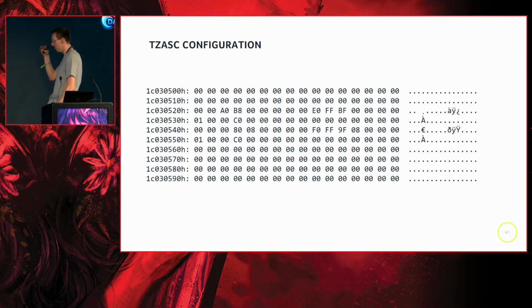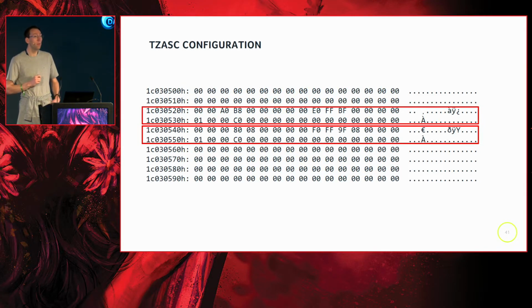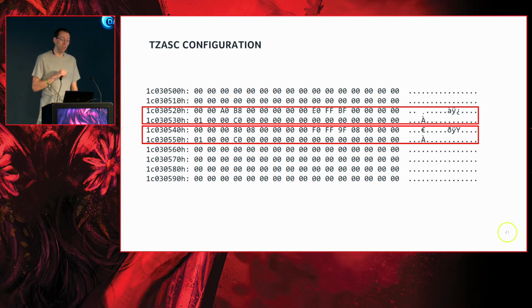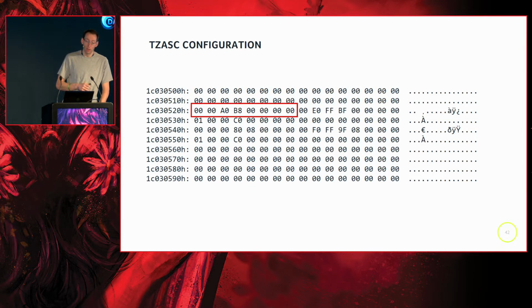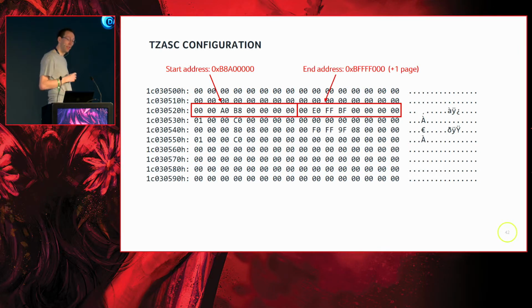What you then see at a certain moment is that we have two blocks of 32 bytes in the register space that look an awful lot like, hey, this could be a start and an end address, and we see some other bits, which are probably permissions. So what do we have here? Well, in this case, we have a start address of B8A00000 to BFFFE0, which is actually one page less than what it is really protecting.